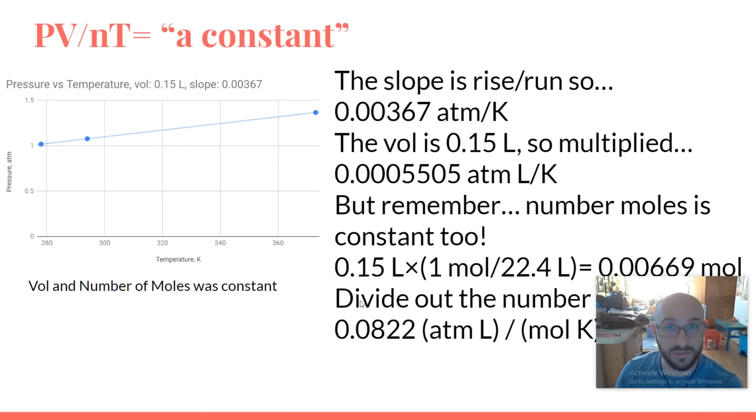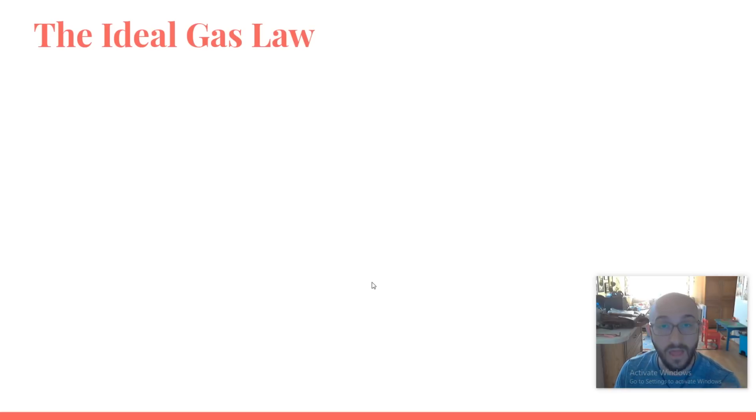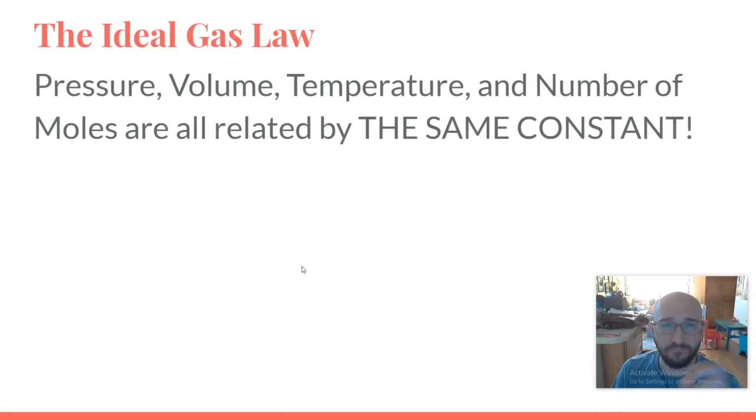It turns out, and this is called the ideal gas law, you are now writing stuff down. This is where the writing stuff down starts. Turns out the ideal gas law is that pressure, volume, temperature, and the number of moles are all related together by the same constant. And it doesn't matter what the pressure, what the volume, what the temperature, what the type of gas is, or how much of it there is. The number is always the same.